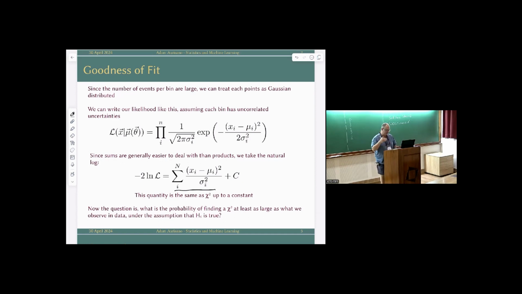So now the question is, what is the probability of finding a chi-squared value at least as large as what we observe in data under the assumption that our null hypothesis is true, right? And this is often how we wind up phrasing these things. We say, we're going to assume that the data really did come from this distribution. We have an observed chi-squared, and we want to know what fraction of the time, just by random chance, would you get a chi-squared value bigger than what you actually saw in data.